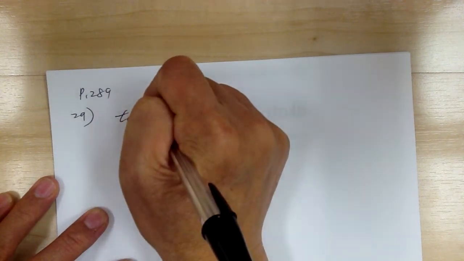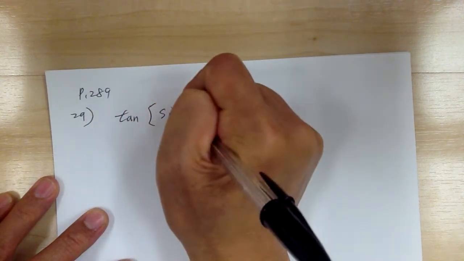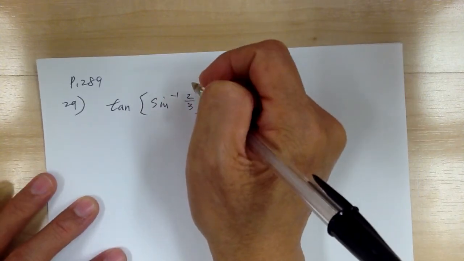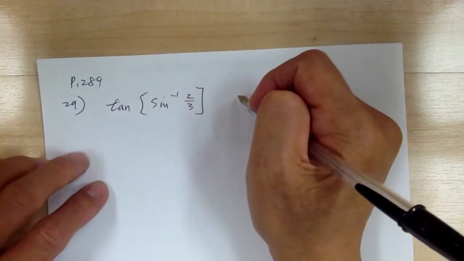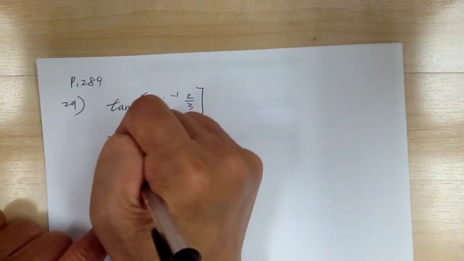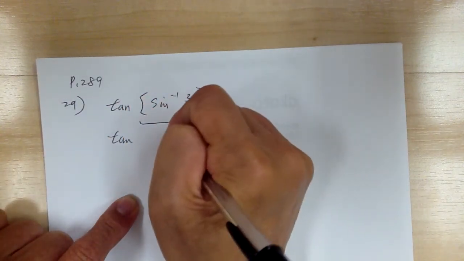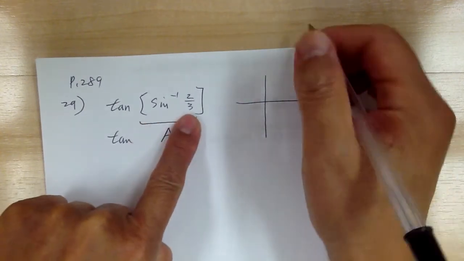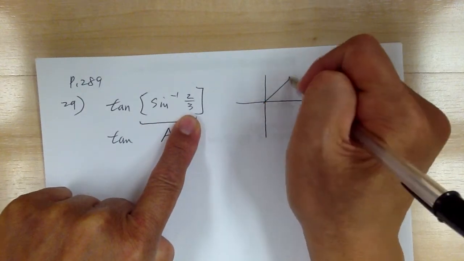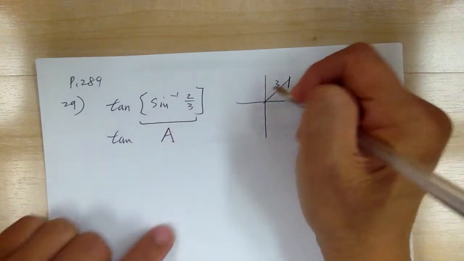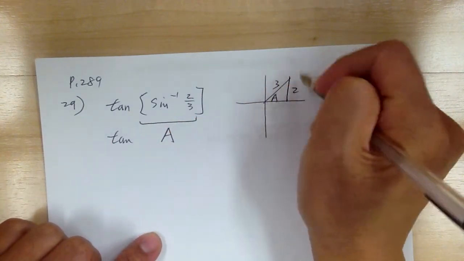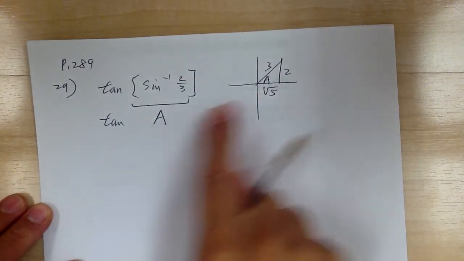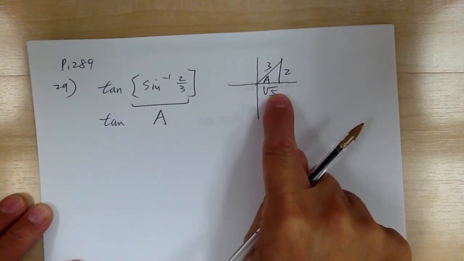Yeah, tangent of inverse sine of 2 over 3. Okay, so again, this is your angle A. So you're looking for tangent A. Sine is positive, so it's going to be over here, and it'll be 2 over 3. Use your Pythagorean Theorem, this is going to be square root of 5. So now you have to look at this triangle to look for tangent A.